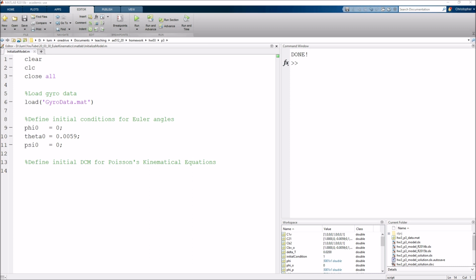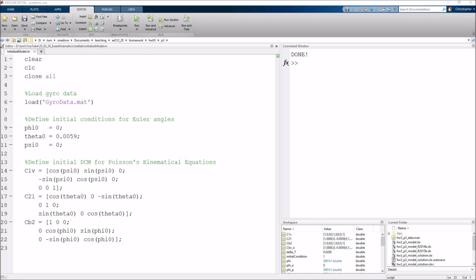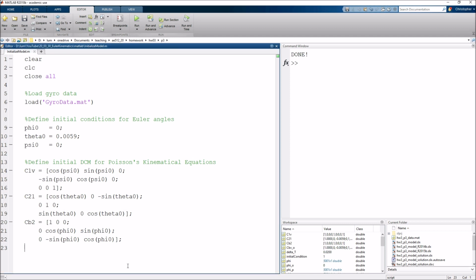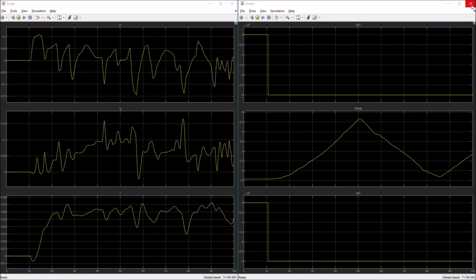So again, to save the time of me just plugging all of that in, let me go ahead and copy and paste. I've prepared this off screen. Here are those 3 individual rotation matrices. So the overall rotation matrix, which is the initial CBV that we were talking about, is just a product of these, as we discussed in our Euler angle lecture. So if we run this script, I think we should be pretty ready to go. So here's our CBV at time 0. Here's our initial DCM.